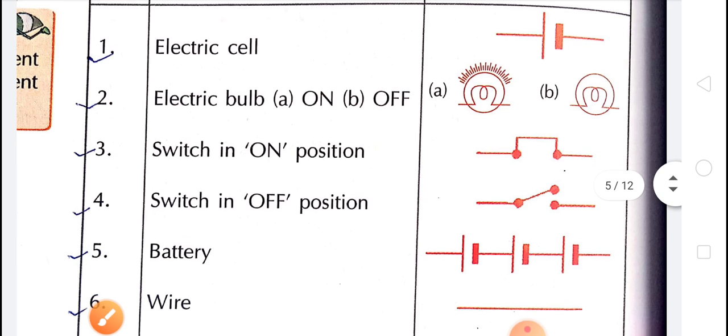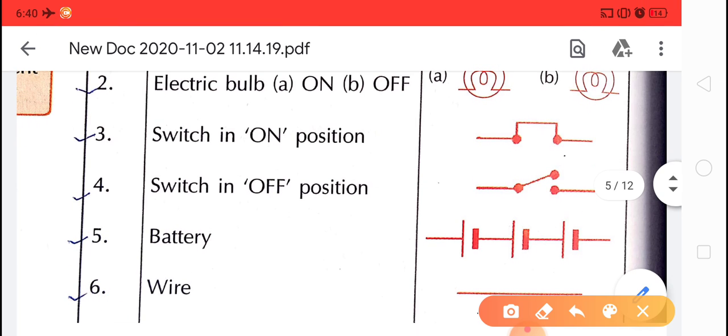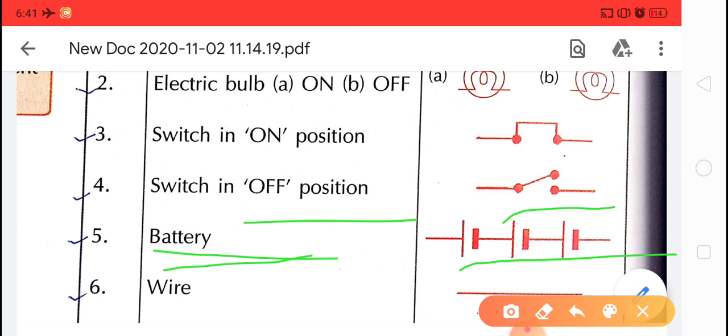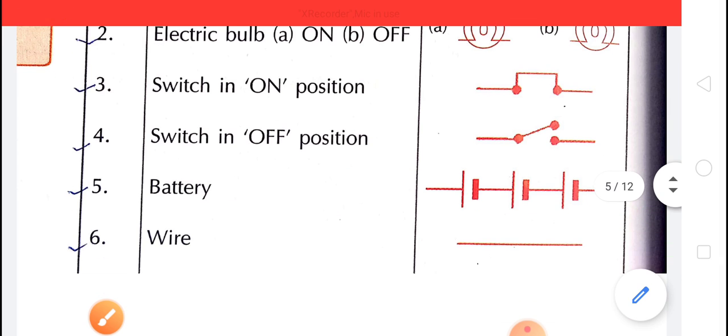Next, switch in the off position. This symbol represents the switch in the off position. And next, battery. You can see the symbol has more parts, because a battery is the combination of two or more cells. So here two or more cells are combined together and they form the battery. Clear? And last, wire.